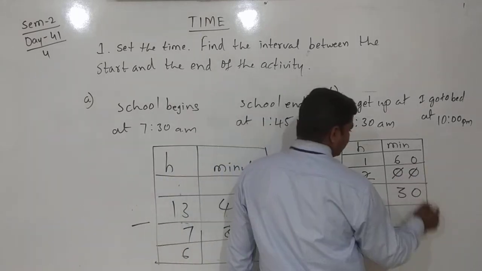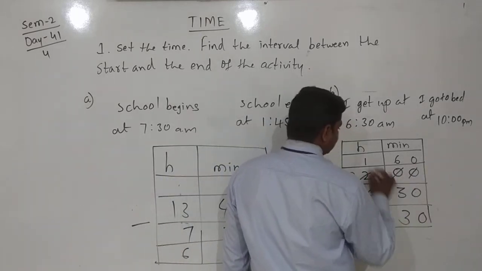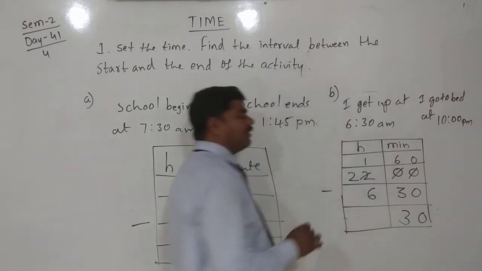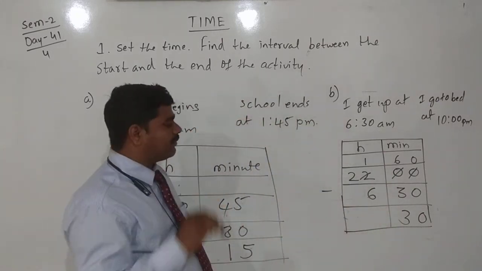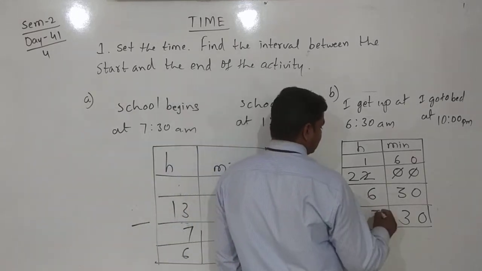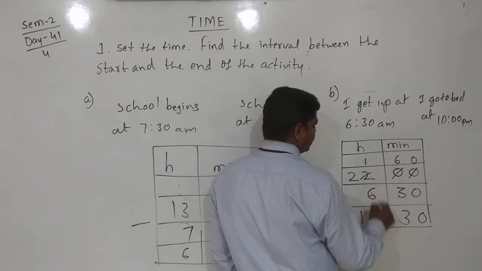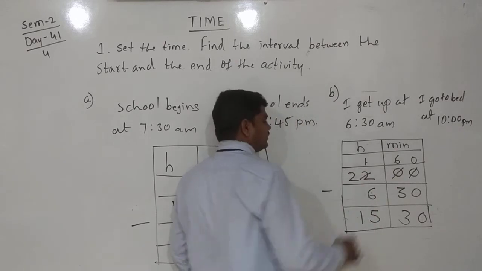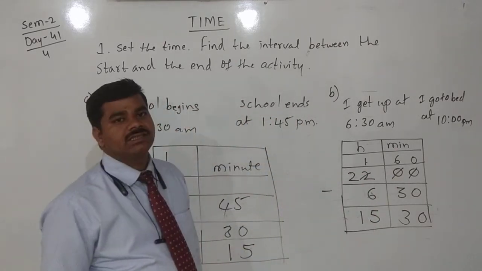Then 0 minus 0, 6 minus 3 is 3. 21 minus 6, that is, we can write 15. 11 minus 6 is 5. This is 15 hours 30 minutes.